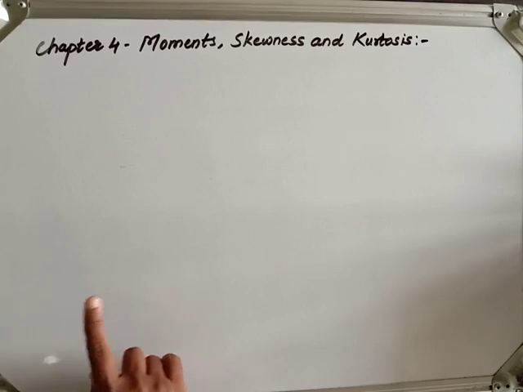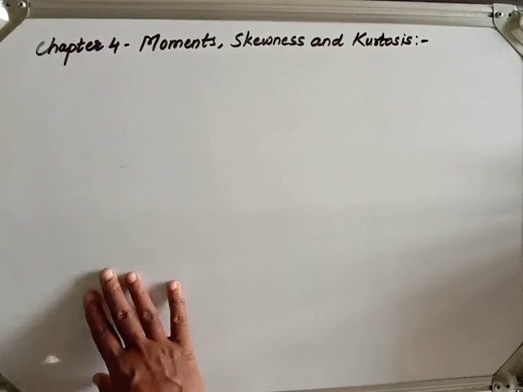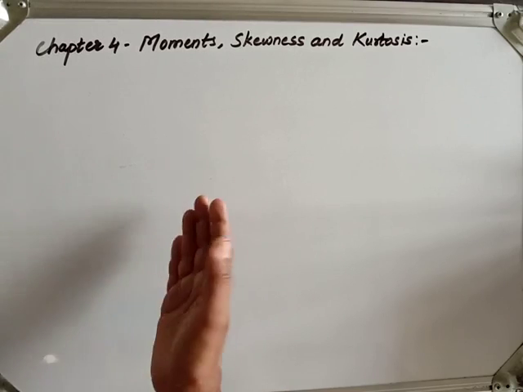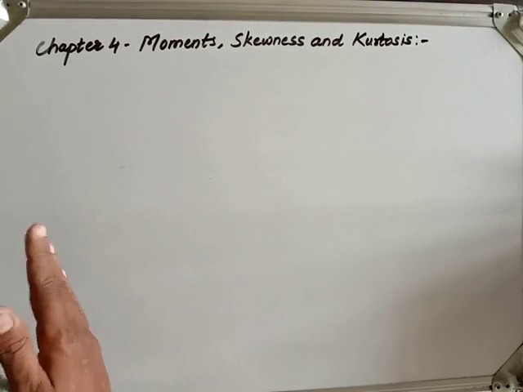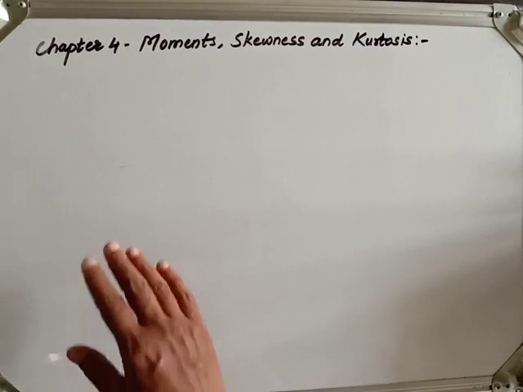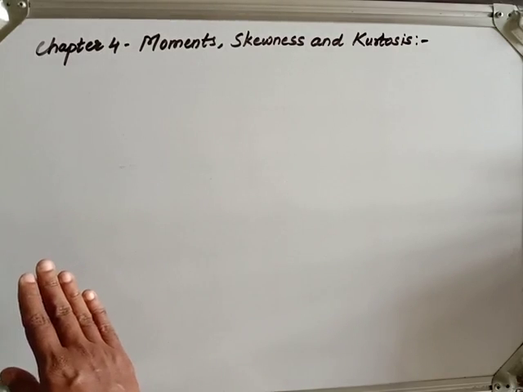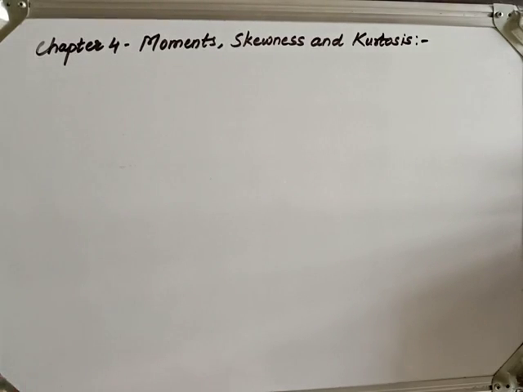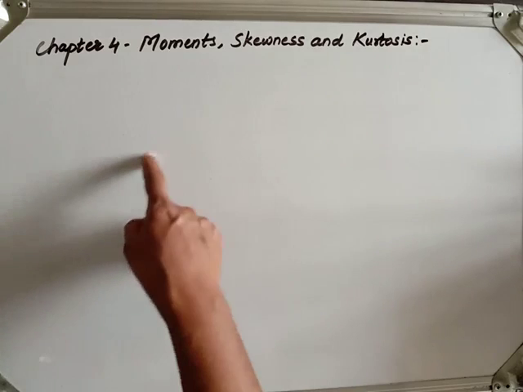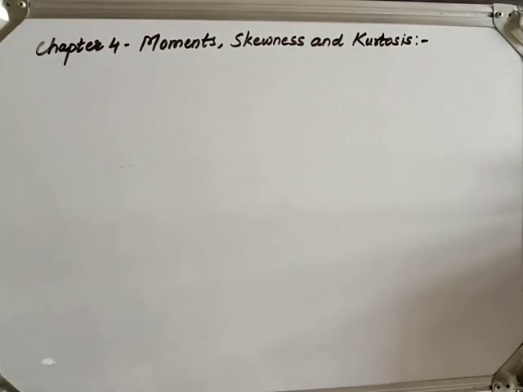is symmetrical or not. Symmetrical means what? On both sides it is the same. And not symmetrical means what? On one side it will be more and on the other side it is less, or on the right side it will be more and on the left side it will be less. Or if it is symmetrical, then we get a bell shaped curve. If we plot a graph of them, we get a bell shaped curve.